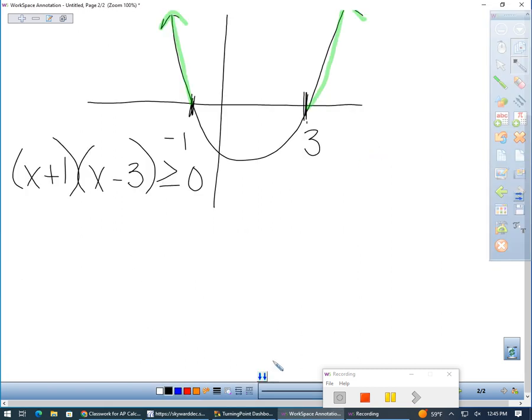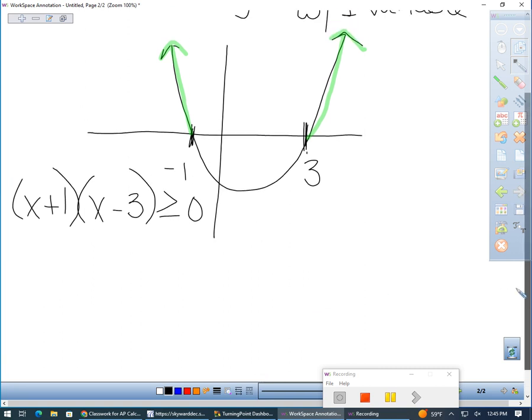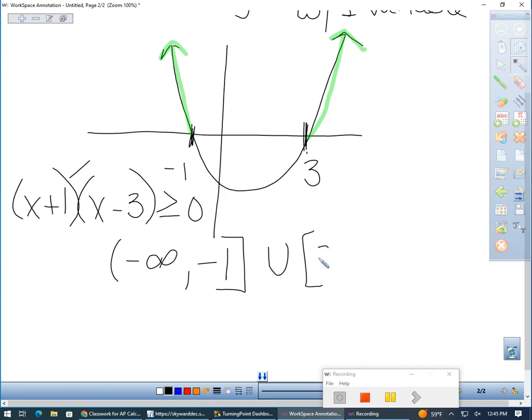So my solution to this would be, for the first set, -infinity to -1, and because it's got the equal sign under it, I'm going to put a bracket on it. And, again, because it's got the equal under it, from 3 to infinity.